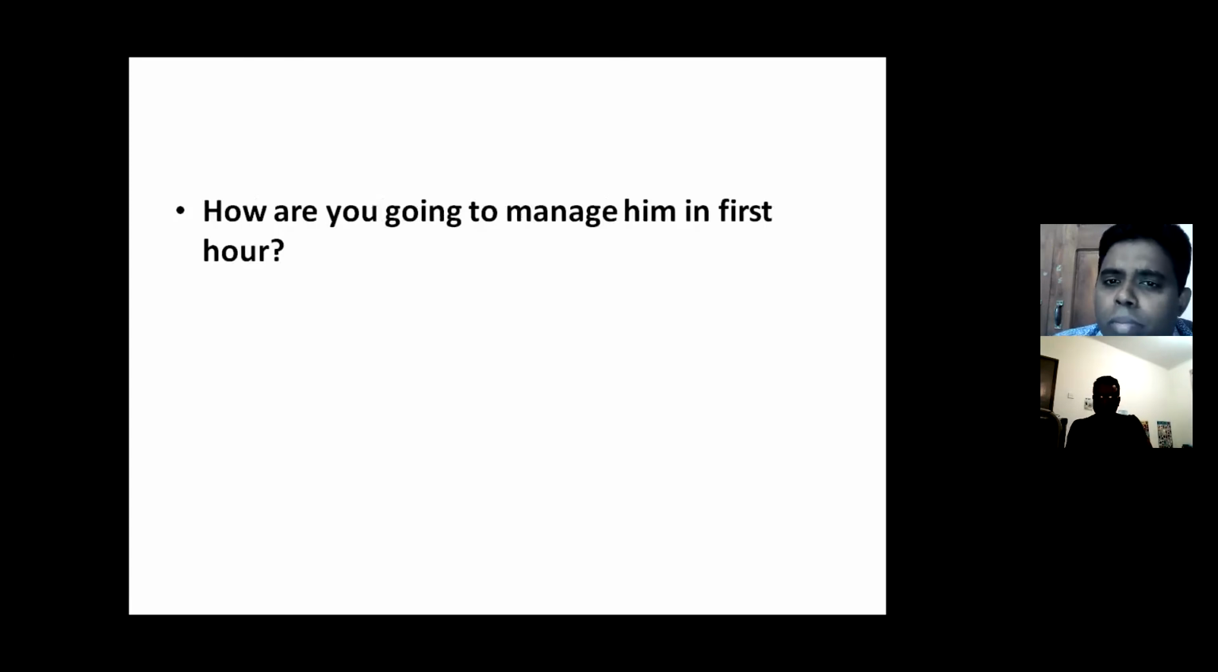So how are you going to manage this patient in the first hour? Again, it is according to the ALS protocol. I will stabilize his vitals, do basic blood investigations and start antimicrobial therapy. What do you understand by Sepsis 6? So Sepsis 6 is we take 3 and give 3. Take 3 is blood culture, and we give IV fluids, IV antibiotics, and vasopressors.